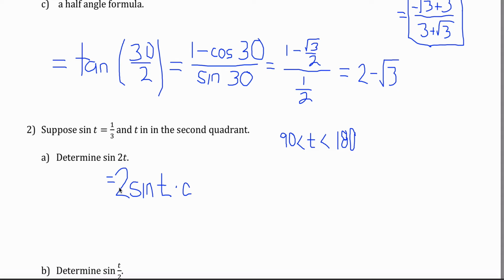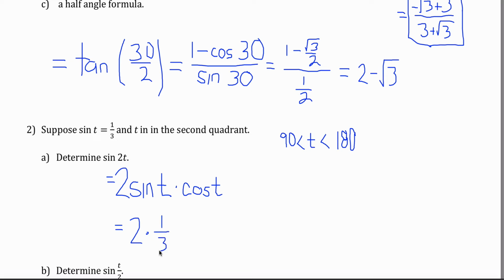I could multiply these three numbers together, 2, sine of t, and cosine of t, and that'd be my answer. And the good news is I do know those things. One of them was given to me. The sine of t is a third. That's given to me in the problem. So this becomes 2 times 1/3 times the cosine of t.